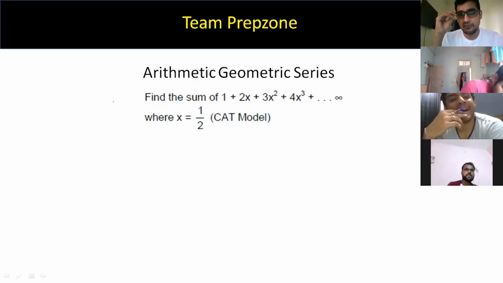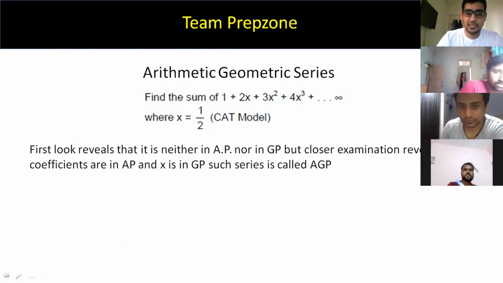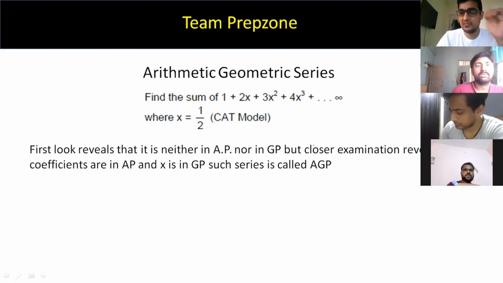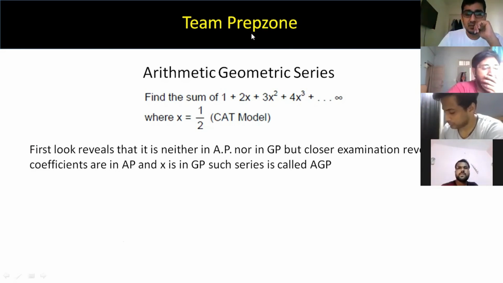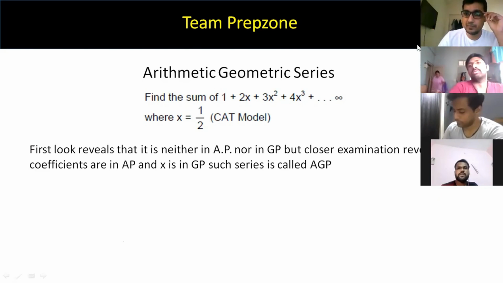X is given as half. You have to calculate its value. Okay, so these are the series which are called as AGP. Plus every time you just come across a series which is neither AP nor GP, you can apply similar concepts of AGP. Okay, and what do you do here? Its method is same as what I've used while proving the sum of a GP.